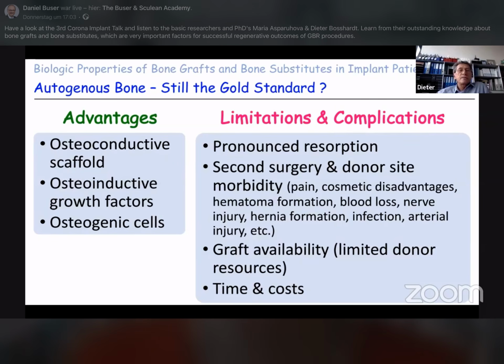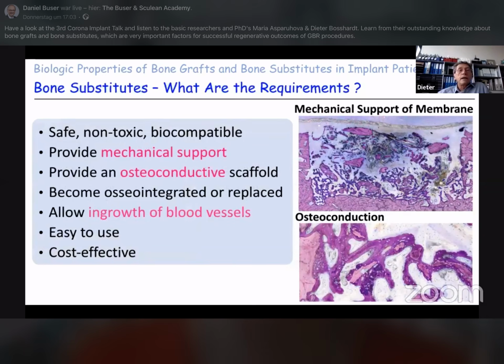Pronounced resorption has been observed. There's the need for a second surgery. There's donor site morbidity. There might not be enough graft available, depending also, of course, on the size of the bone defect, and additional time and costs are involved in harvesting the autogenous bone. Now, if there is not enough autogenous bone available, there is the possibility to use a bone substitute alone or in combination with the autogenous bone.